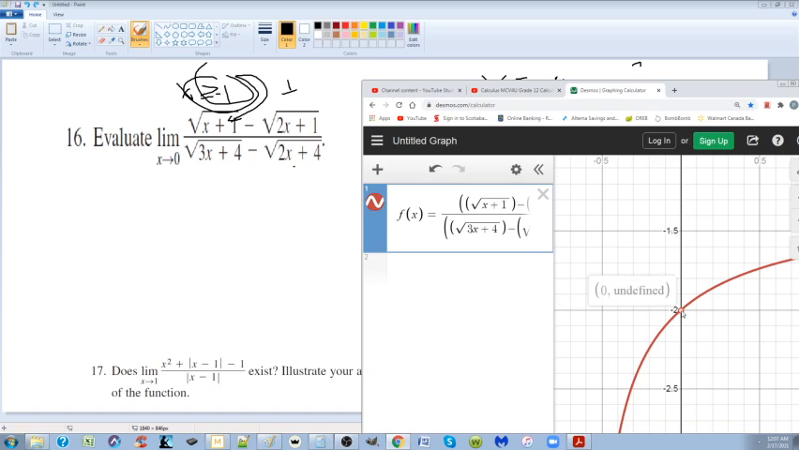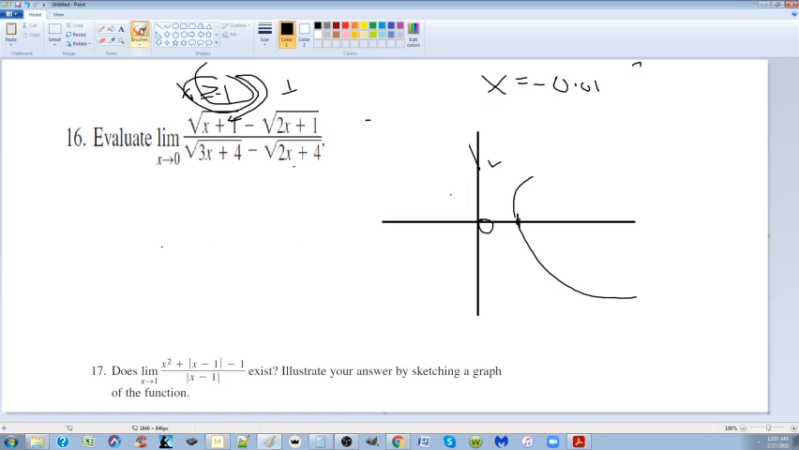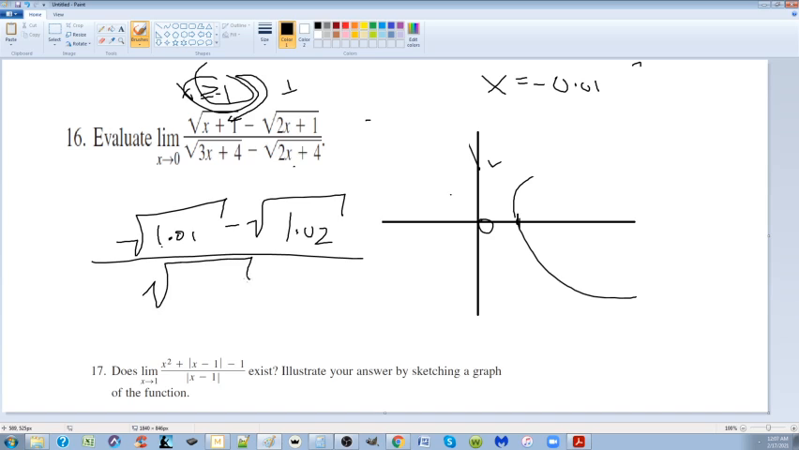So it's going to be undefined at 0, but it's approaching minus 2. I suppose if I plugged it in, yeah, I could have just plugged in. That's pretty stupid of me. Could have just plugged in a really small value near 0. Let's say 0.1. And realize that I'm dealing with the square root of 0.01 minus the square root of 1.02 over the square root of almost 4 minus 4. Oh, that wouldn't have helped me at all.